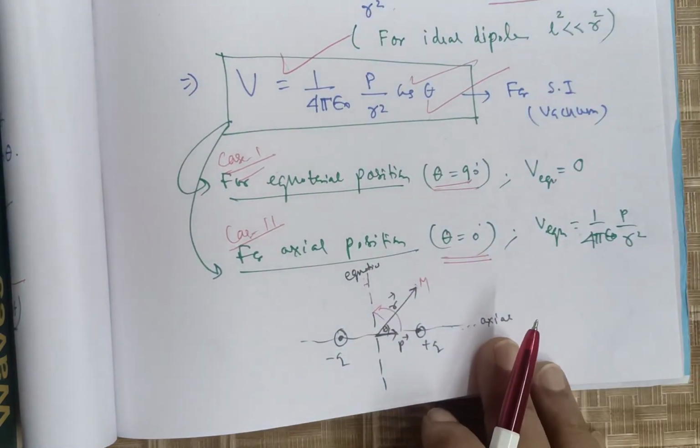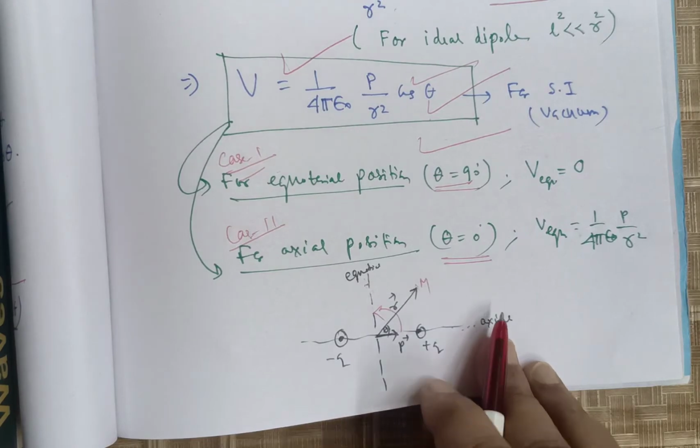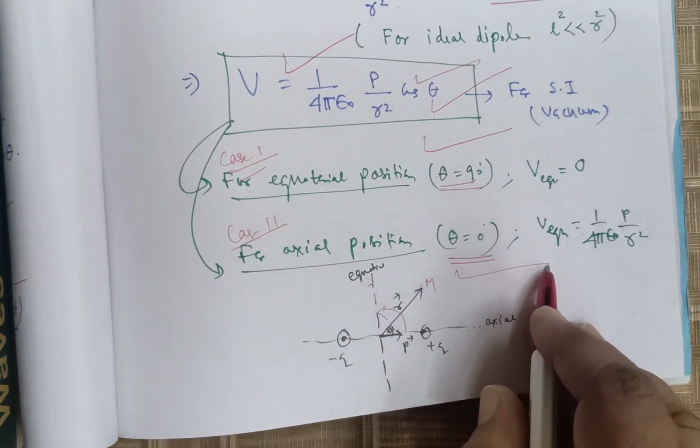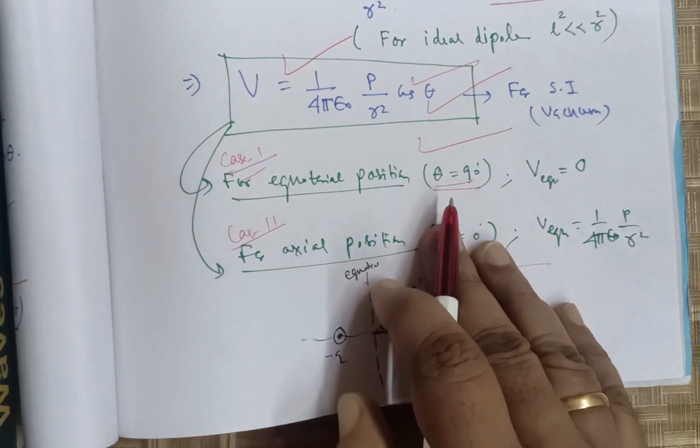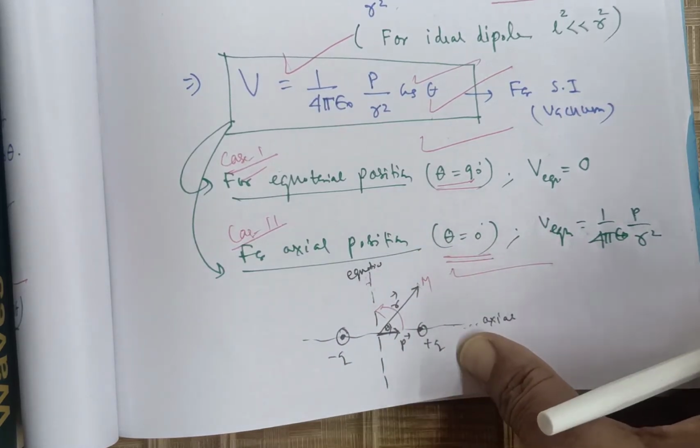So this is the way we derive the electric potential due to an ideal electric dipole at any arbitrary point. Then we also derive the equatorial position and the axial position. Very simple mathematics is there. If you practice once, then there is no problem in your exam. Thank you all.